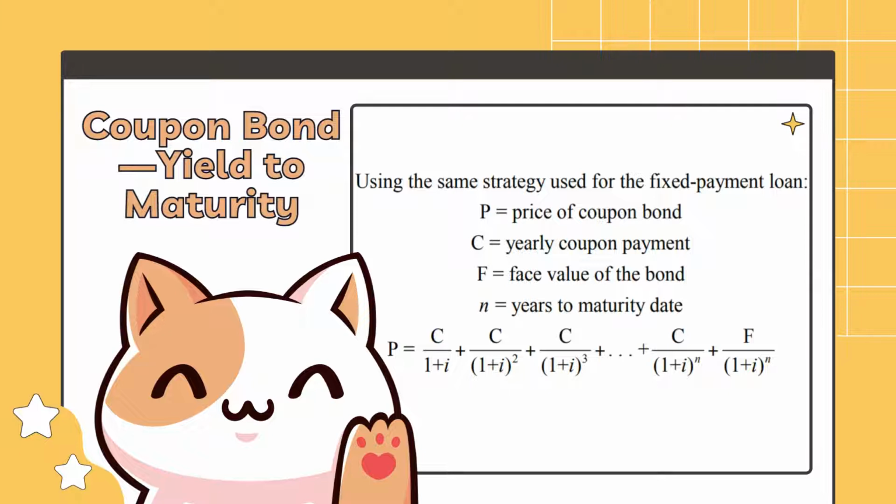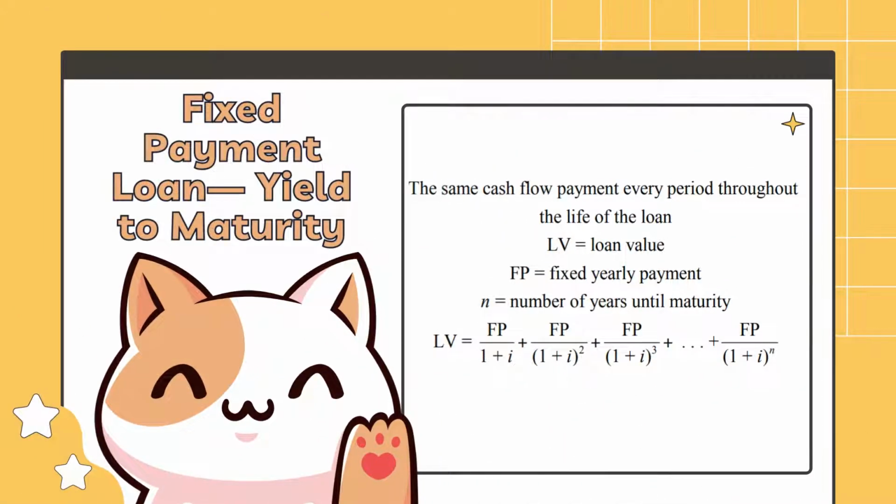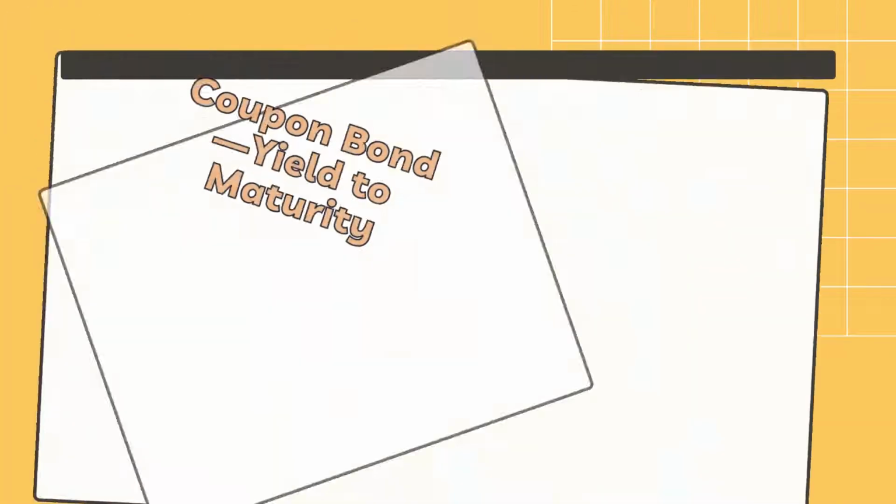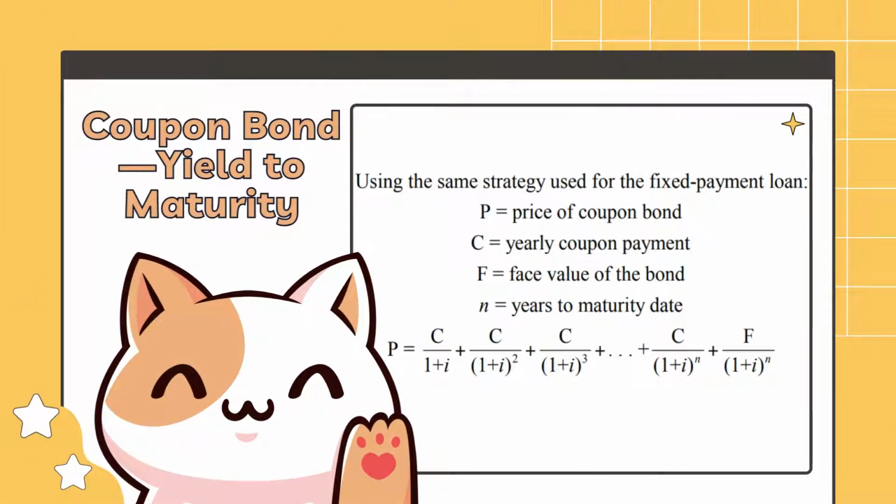P is for the price of the coupon bond. C is for the yearly coupon payment. F is for the face value of the bond. And N is equal to years to maturity date. Okay? So, same lang din ng concept natin sa fixed payment loan. If you look at it, nagkaroon lang tayo ng distinction in terms of the terms and yung mga items na ginamit. Dahil dito, pinag-uusapan na natin is coupon bond.